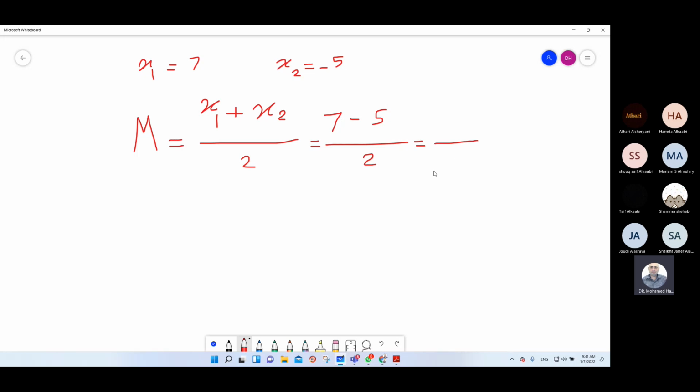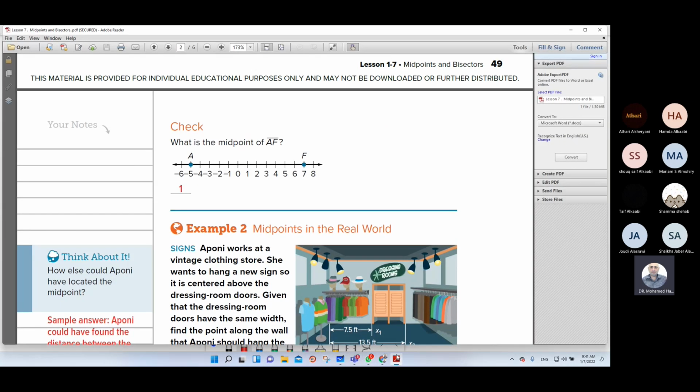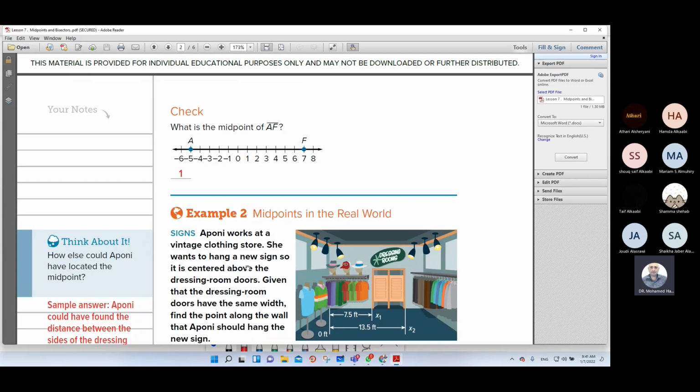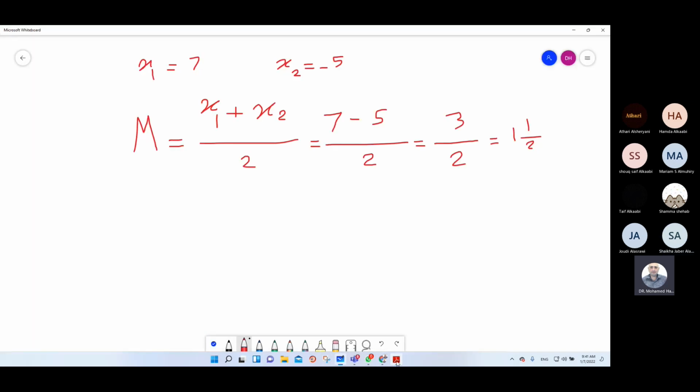So 7 minus 5 will be 3 over 2, or 1 and 1 over 2. Wait, 7 minus 5 is 2. Yes, I made a mistake in the answer because I wrote 7 minus 5 is 3. But 7 minus 5 will be what? 2. Great. What is your name? Sheikha. Great, Sheikha. So the answer will be 1.